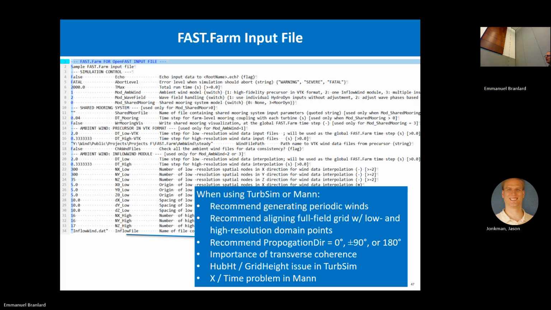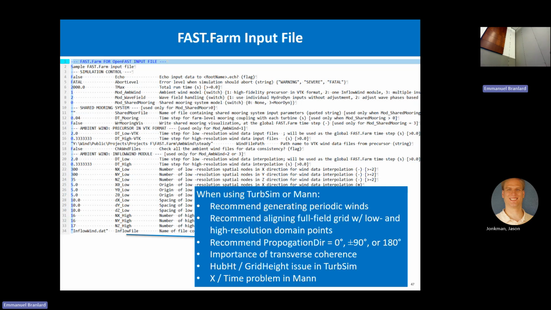Yeah, the hub height, grid height issue in TurbSim is a little bit of a detail. Normally, if you're doing TurbSim for the big low-res domain, your box is quite a bit higher than the turbine. And so, unfortunately, TurbSim calls the center of the grid the hub height, and that's not really true for a FAST.Farm model. There's an issue on that we posted, but it's mostly a warning.